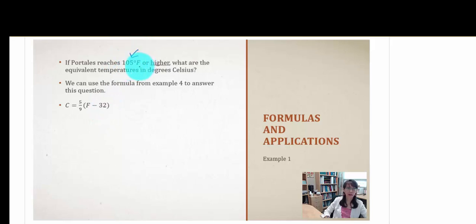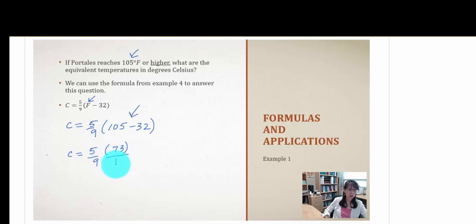105 degrees Fahrenheit. So that's going to substitute for Fahrenheit in the formula. C now equals 5/9 times 105 minus 32. Now don't forget about the order of operations. We need to use the order of operations to finish this problem. So we would start inside parentheses with 105 minus 32. We're going to have 73.